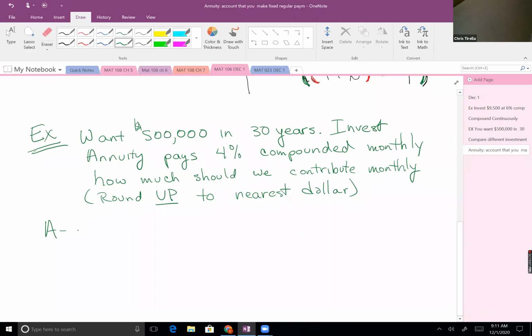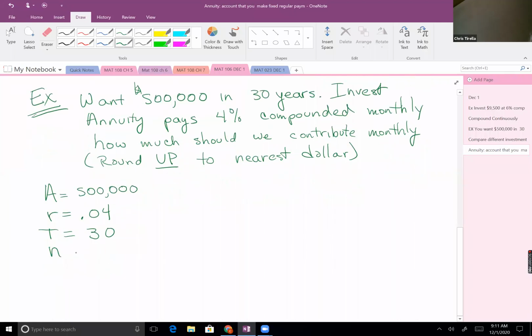And so this time we know our future value. We know our rate. We know our time. We know our compounds will be 12 a year. So NT would be 12 times 30 or 360. And so what that means is over the course of the years, we'll be making these payments 360 times.